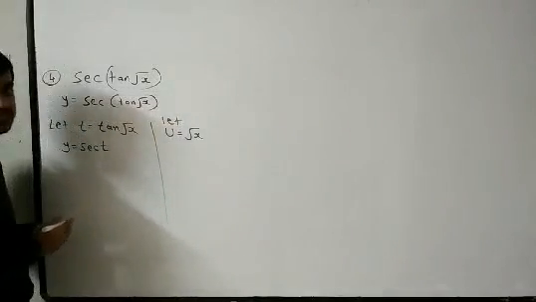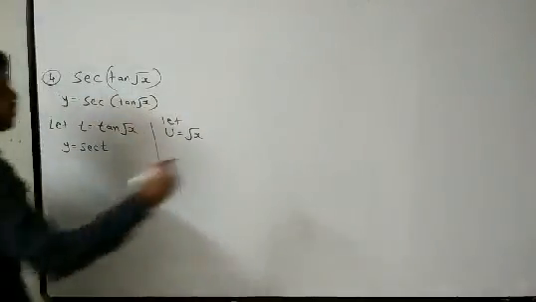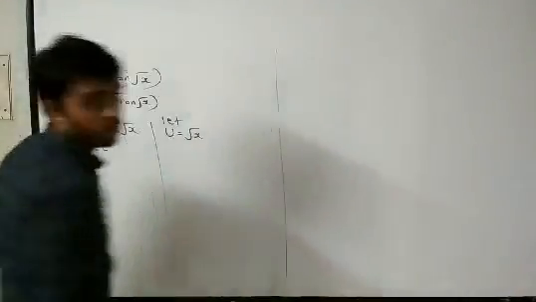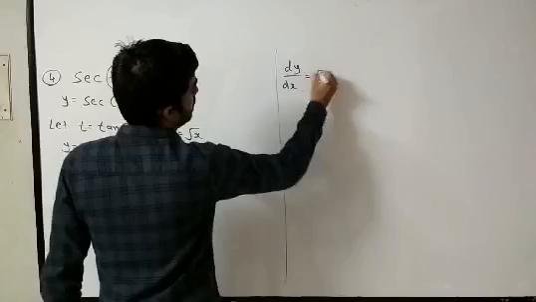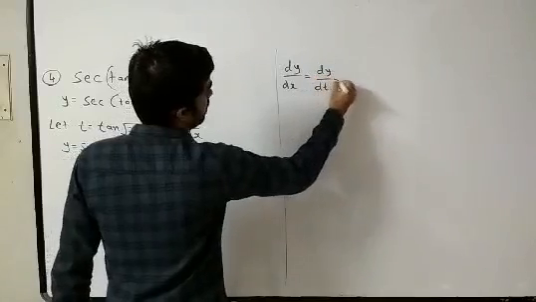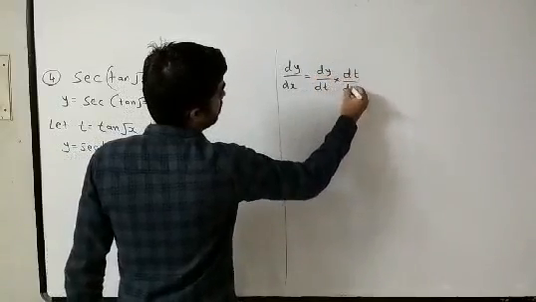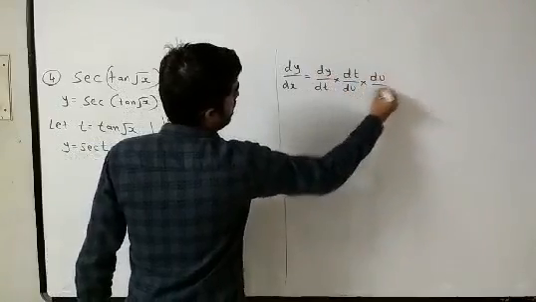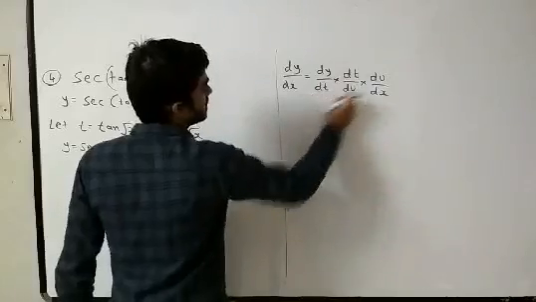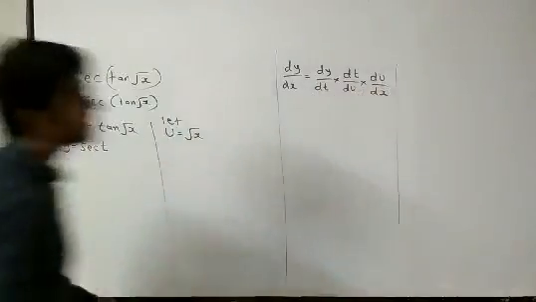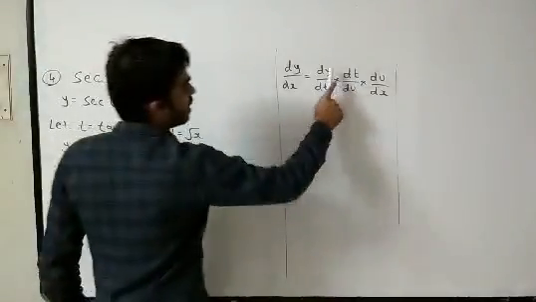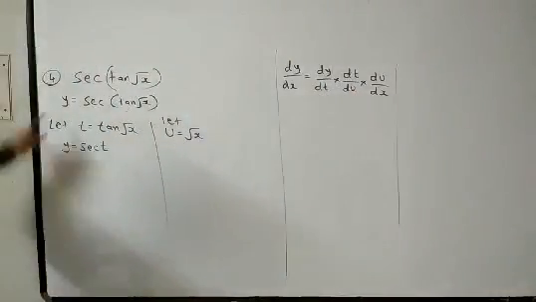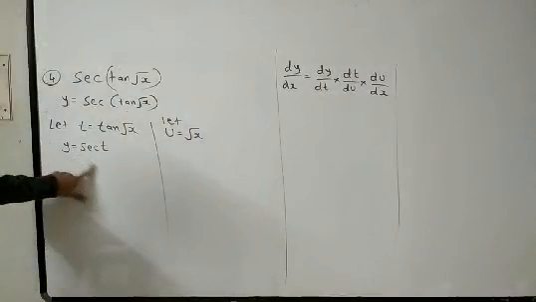Let under root x is equal to u. Now see what we have done: dy by dx, let us separate into dy by dt into dt by du into du by dx. So dt and dt cancel, du and du cancel, and we will be getting our answer, that is dy by dx, right?